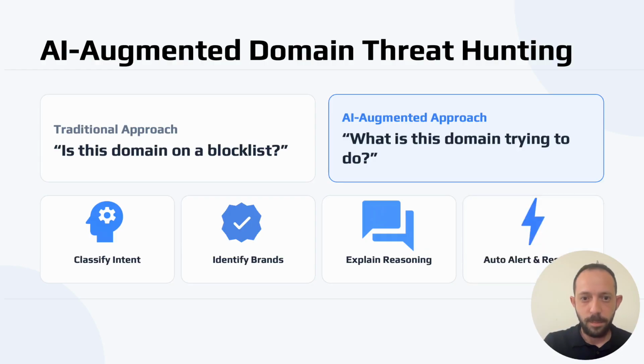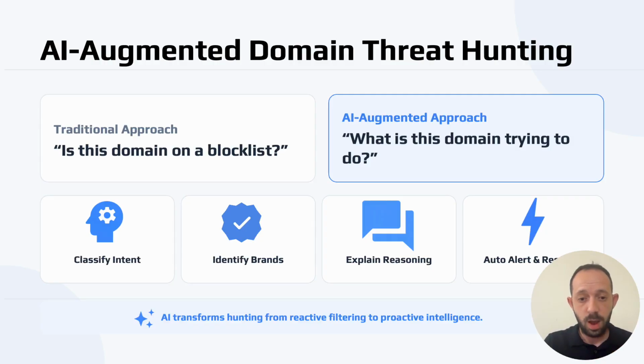So basically it gives me the detection of suspicious domains. It enables me to detect suspicious domains within minutes with automatic enrichment, classification, and automatic response. So I'm shifting the approach from a reactive approach to a proactive approach.